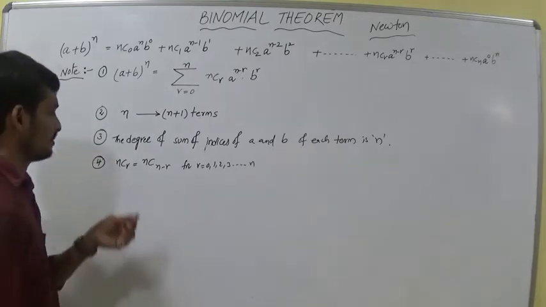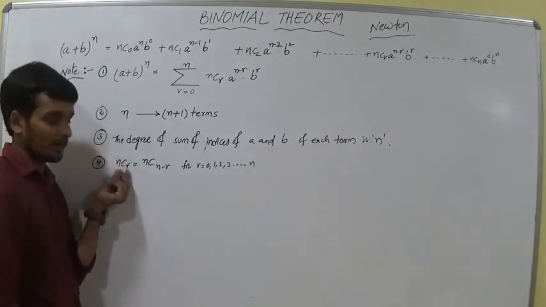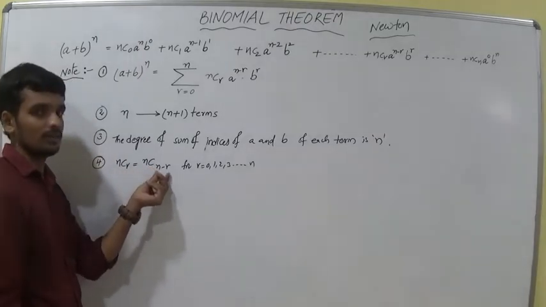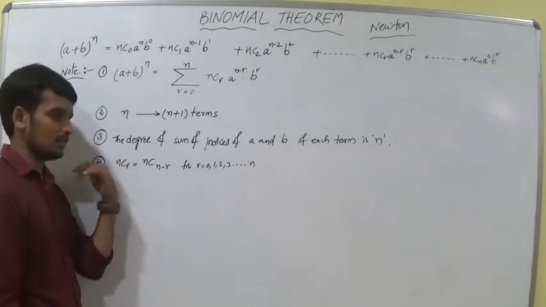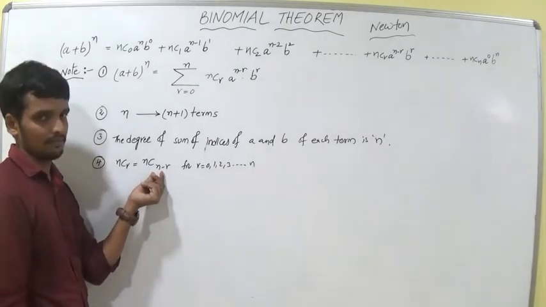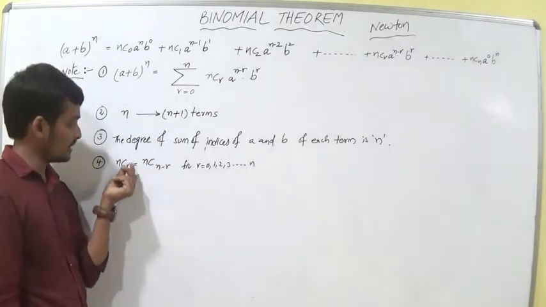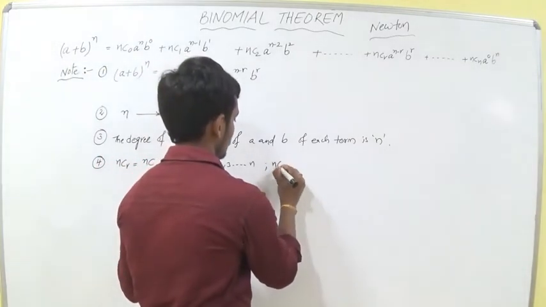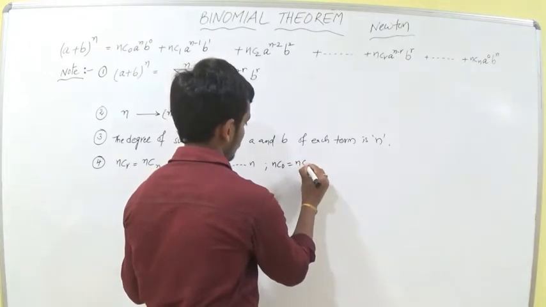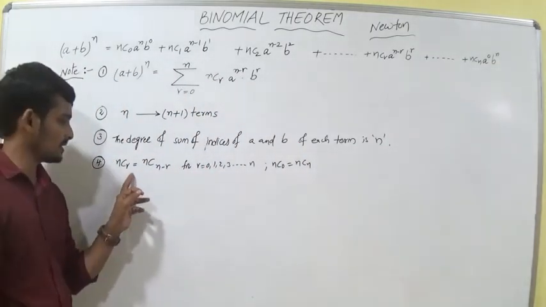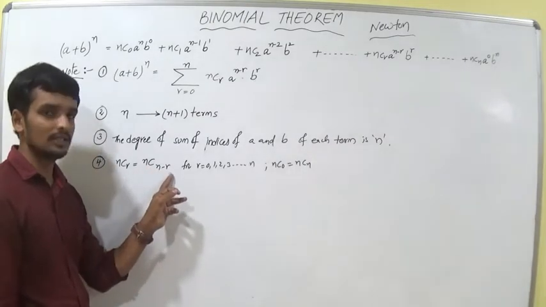How is it? For example, if you keep 0 in the place of r, nC0 is equal to nCn. So we just leave the 0. Am I right? nC0 is equal to nCn. I am writing here, for this nC0 is equal to nCn. Why? Because I am keeping 0 in the place of r, nC0 is equal to nC(n minus 0), which is nCn.